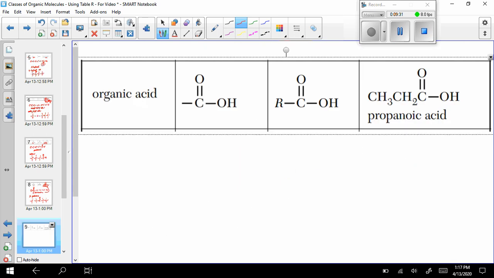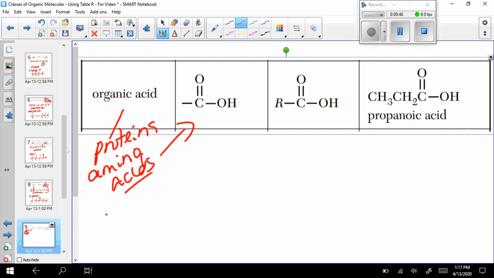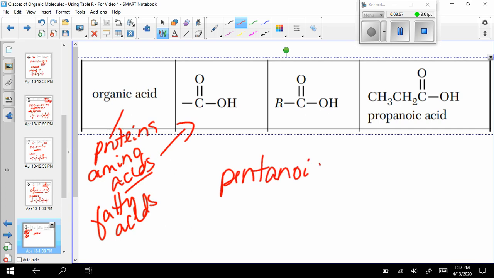All right, on to the next one, an organic acid. So this comes up a lot in food. All of the proteins that you eat are made up of amino acids, and amino acids are called that acid because they have those on the end of it. And also any fatty acids that you eat also have that ending to them. And so let's do pentanoic acid.